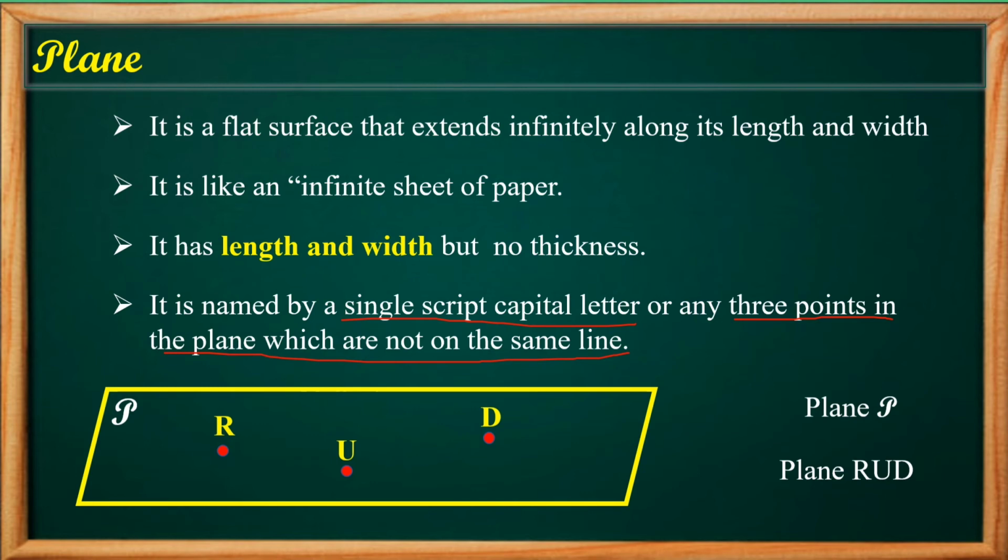Pwede ring plane D-R-U. Pwede ring plane D-U-R. Pwede ring plane U-R-D. Nasa inyo. As long as it is the 3 letters inside the plane or on that plane, and then hindi sila on the same line. Okay, that is how to name the plane.